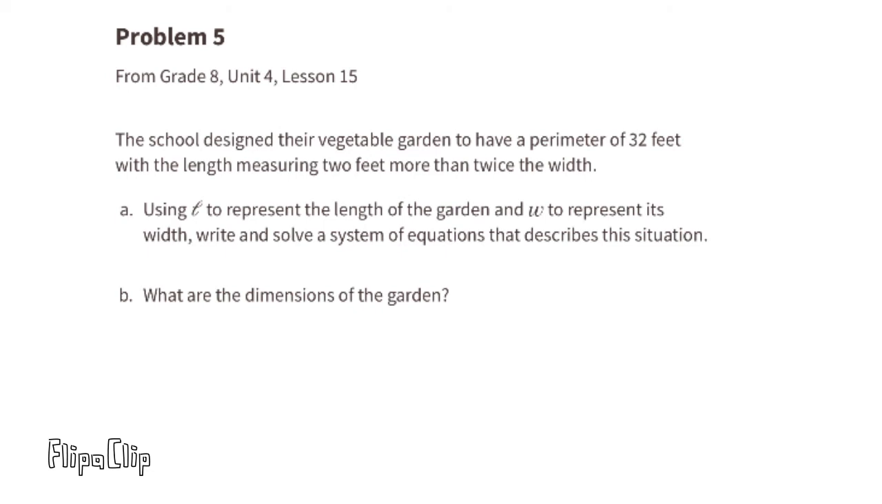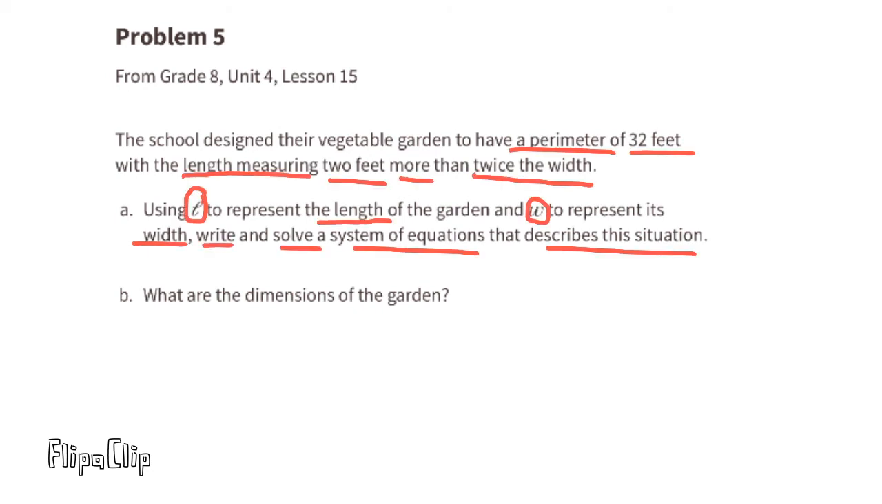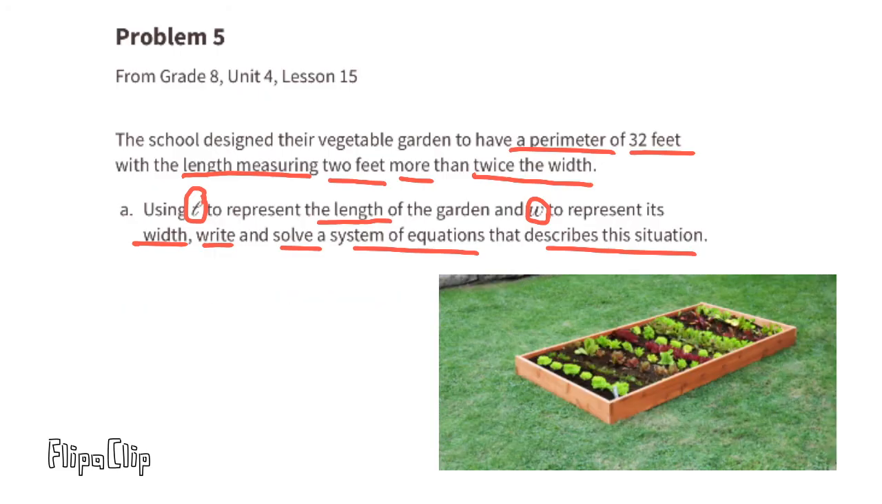Problem number 5. From 8th grade, Unit 4, Lesson 15. The school designed their vegetable garden to have a perimeter of 32 feet, with the length measuring 2 feet more than twice the width. A. Using L to represent the length of the garden and W to represent its width, write and solve a system of equations that describes this situation.